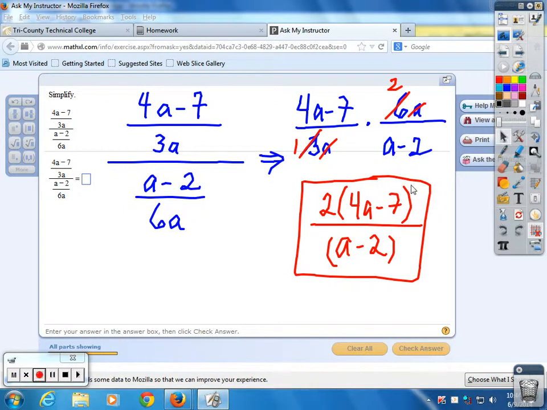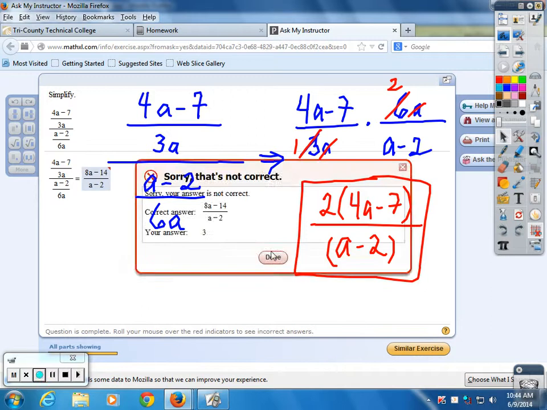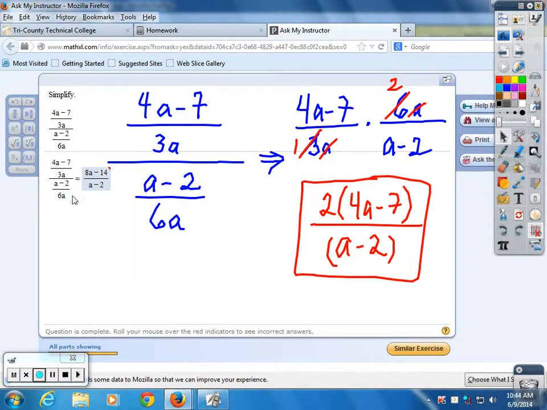8a minus 14, and then cross out the a minus 2 on the bottom and stuff, or is this the married stuff? Married. Let's see if they distributed the 2. I want to see if they distributed the 2. Yep. I'll take either answer.